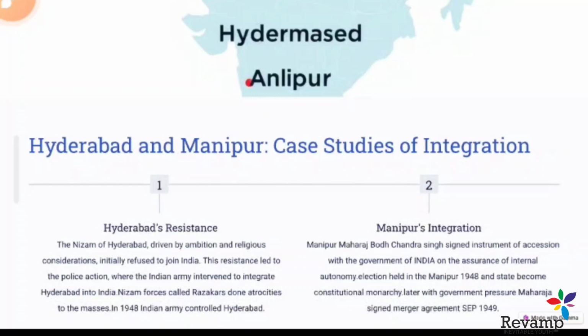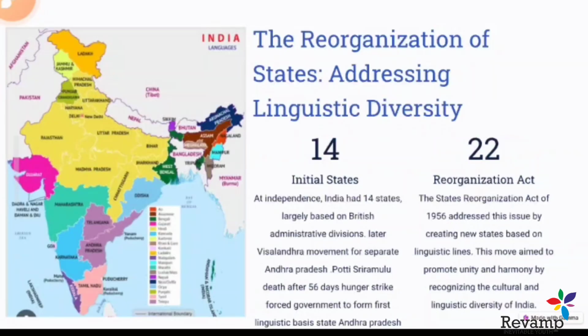But for a newly independent country, it's not an easy task to just give a lot of autonomy to native states. So this is how these two states were integrated. And the Kashmir issue, a very famous issue, we will study in further chapters, so I'm not teaching you about it here. And now let's come to the next slide, the reorganization issue.